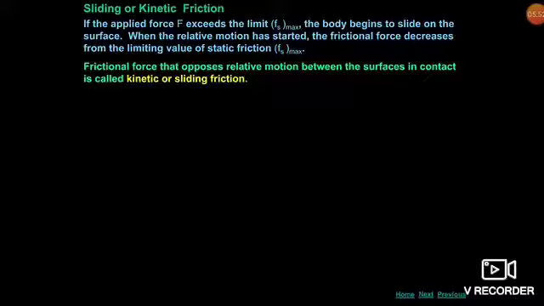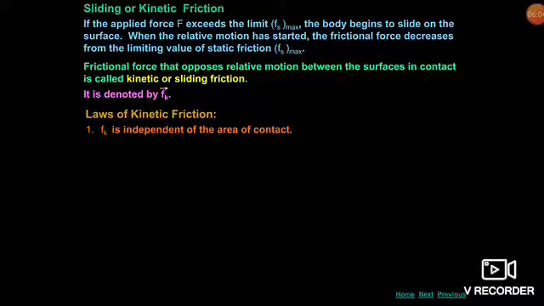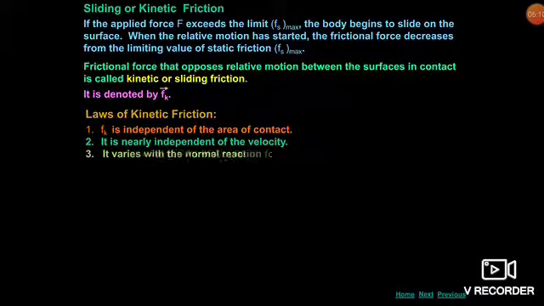Frictional force that opposes the relative motion between the surfaces in contact is called kinetic or sliding friction. It is denoted by Fk. Laws of kinetic friction we talk about. First, Fk is independent of the area of contact. It is nearly independent of the velocity.